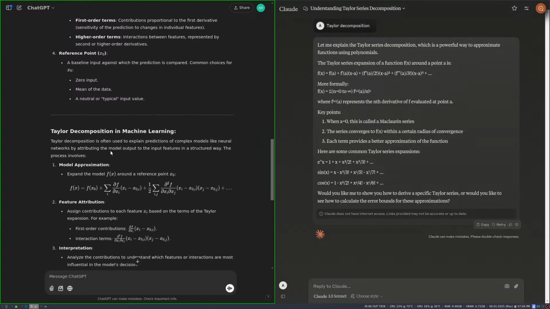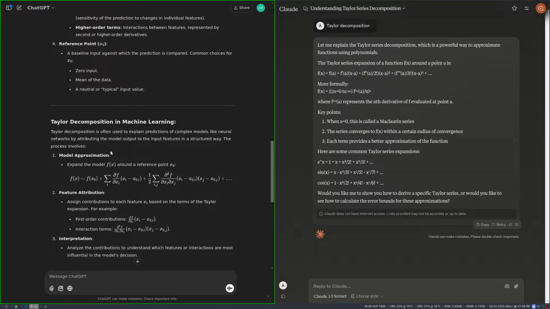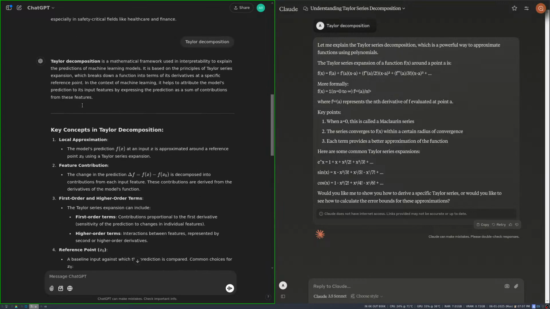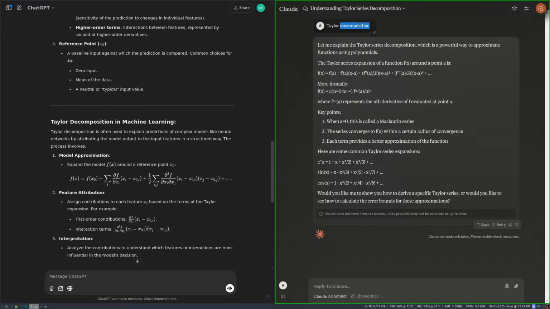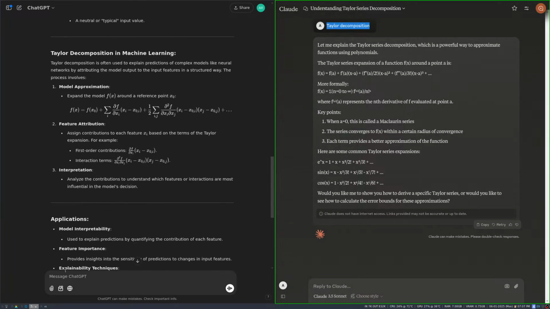Reference point: Taylor decomposition, machine learning. It is often used to explain the predictions of complex models like neural networks. Nice. So somehow Taylor series can be... it's not Taylor series. Taylor decomposition can be used to explain the predictions of neural networks.